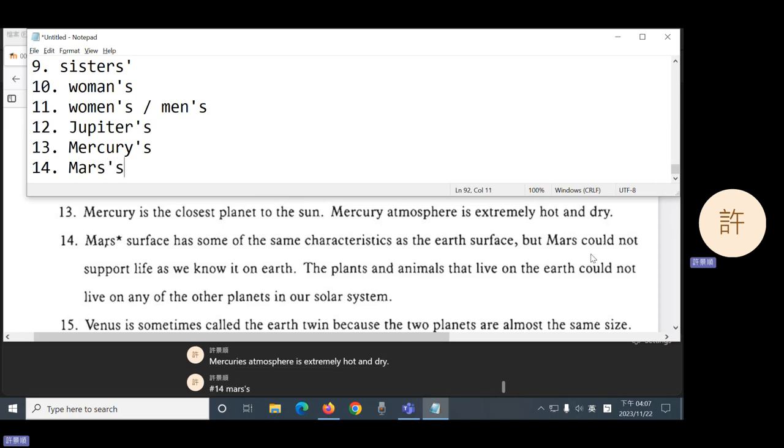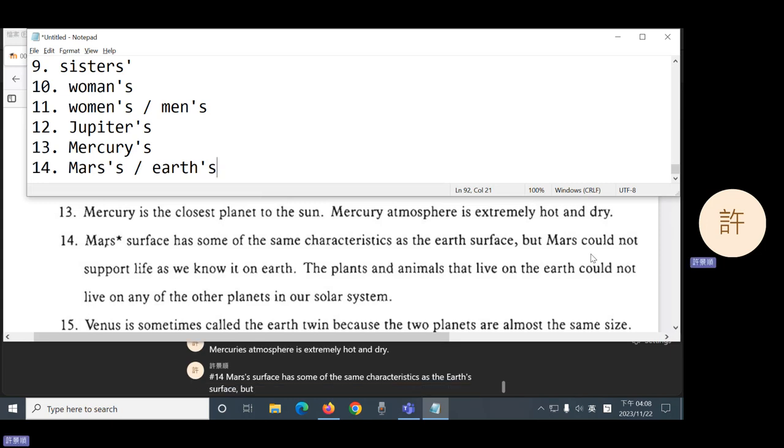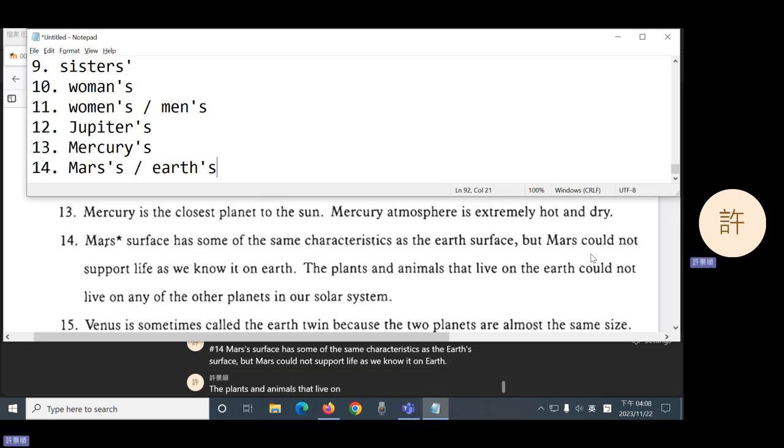Mars's surface has some of the same characteristics as the Earth's surface, but Mars could not support life as we know it on Earth. The plants and animals that live on the Earth could not live on any of the other planets in our solar system. Now, there's an asterisk here. I wonder why.